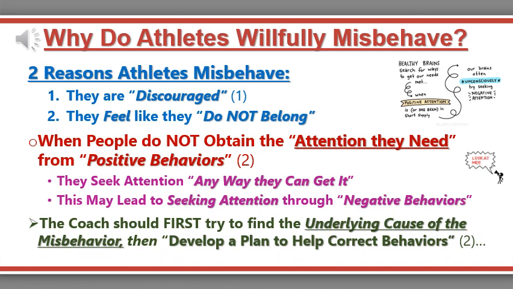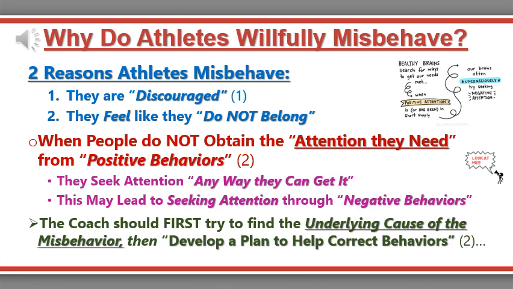So we have to understand misbehavior. If we're going to have to correct it and provide some kind of consequence, we have to understand why people decide to misbehave. And now we're not talking about mistakes here. We're talking about misbehavior, where people decide not to follow directions. They willfully misbehave. So there are two reasons that athletes willfully misbehave. They are either discouraged or they feel like they don't belong. They're not a part of the team anymore. They're not a part of the group.